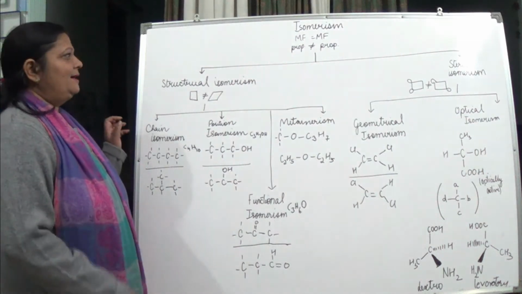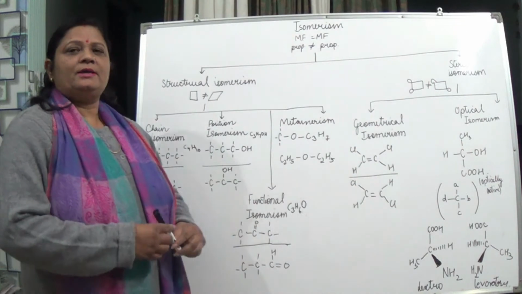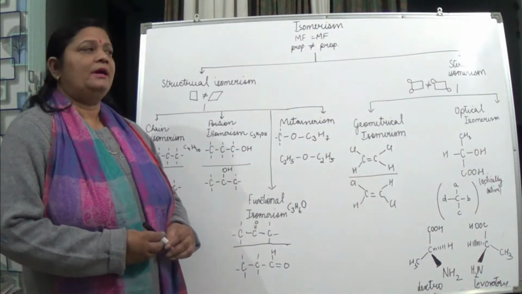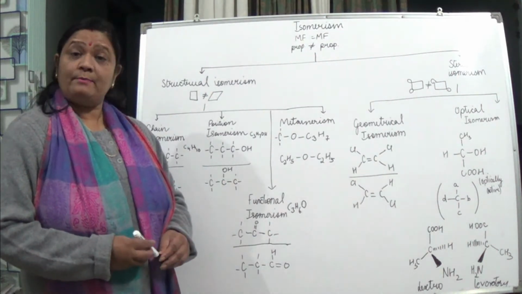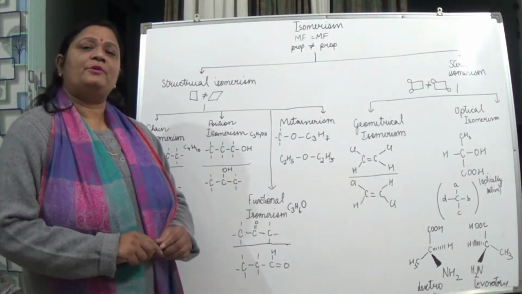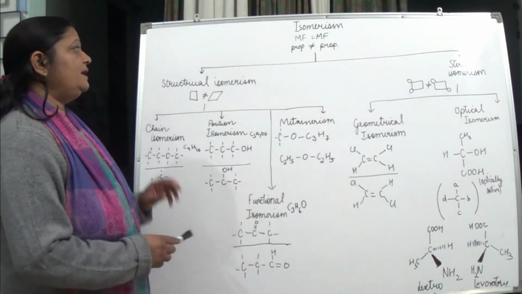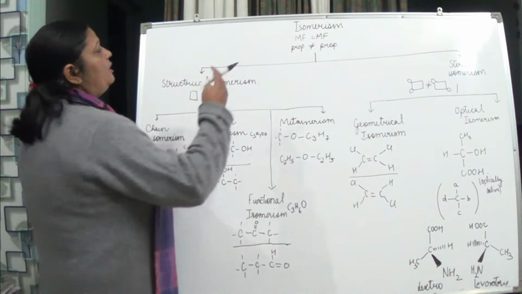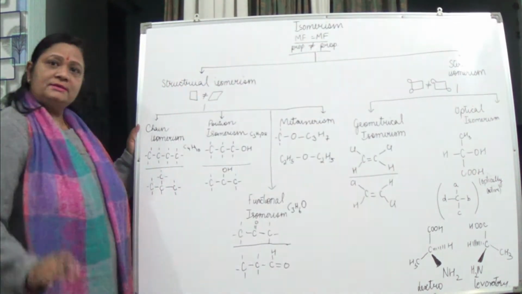Hello students, today we are going to study the topic isomerism. So what is the meaning of isomerism? It means two or more compounds are having the same molecular formula but their properties are different. Here we can see in isomerism the molecular formula is the same but the properties are not similar.